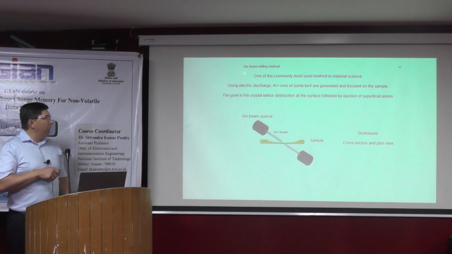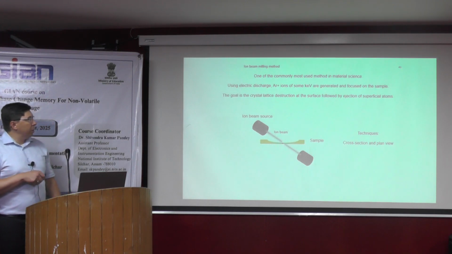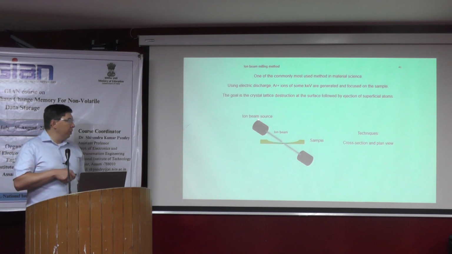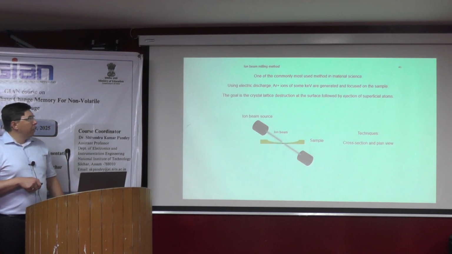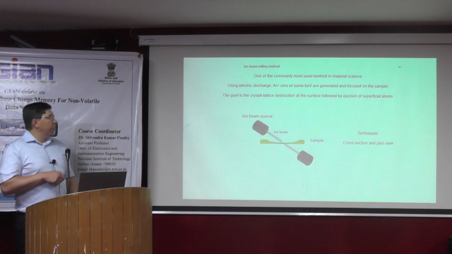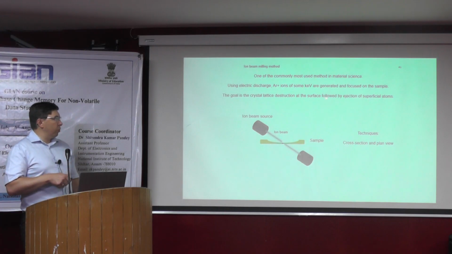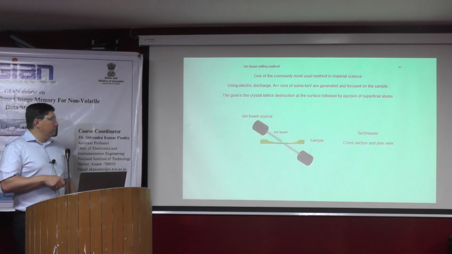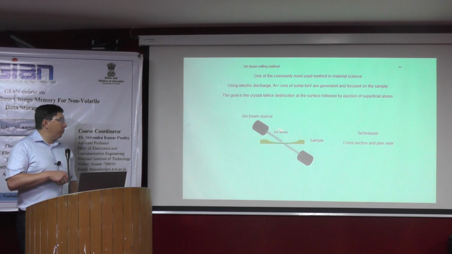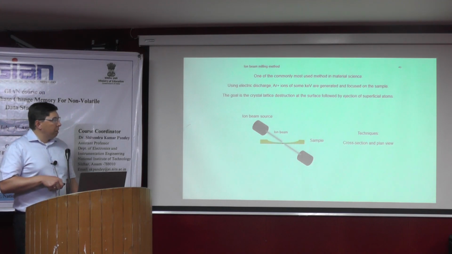So this is ion beam milling. It's a commonly used method in materials science, based on the use of an ion beam to mill your specimen, using an ion beam source and a special ion beam system. Here the goal is the crystalline lattice destruction at the surface, followed by ejection of superficial atoms. So you amorphize your surface, and then it will be etched away by the ion beam. Here you can prepare cross-sectional and plan view specimens.